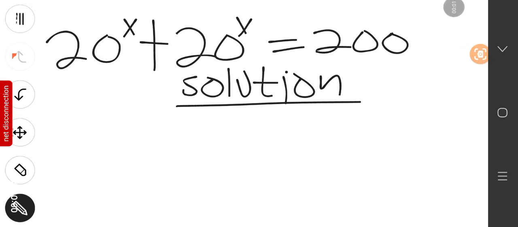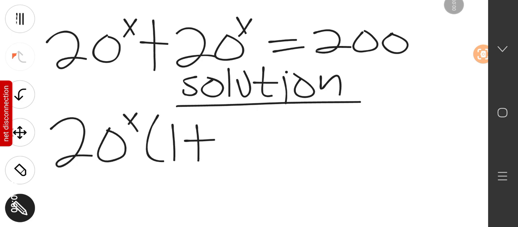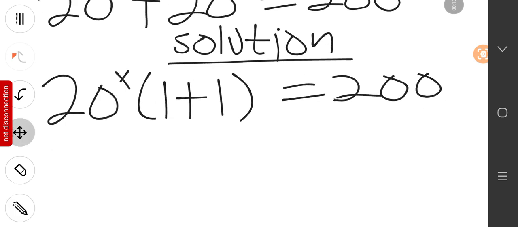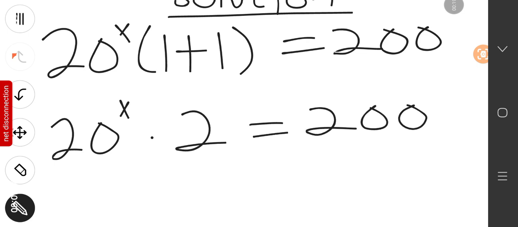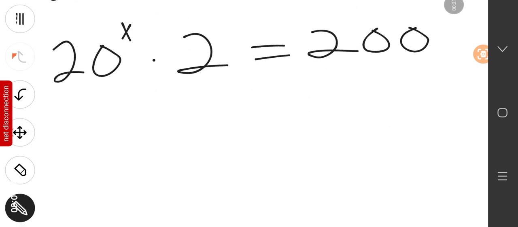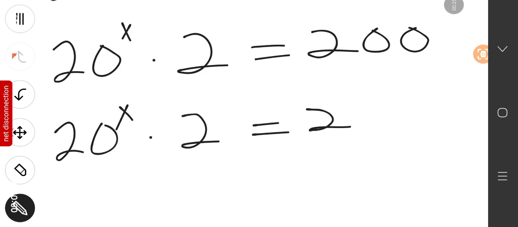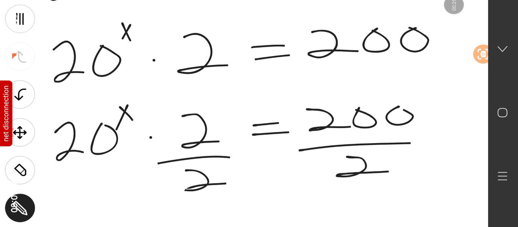20^x + 20^x = 200. Okay, so we are going to have 20^x multiplying (1 + 1) equals 200. So our equation becomes 20^x times 2 equals 200. Now let's divide here by 2 and then here by 2.